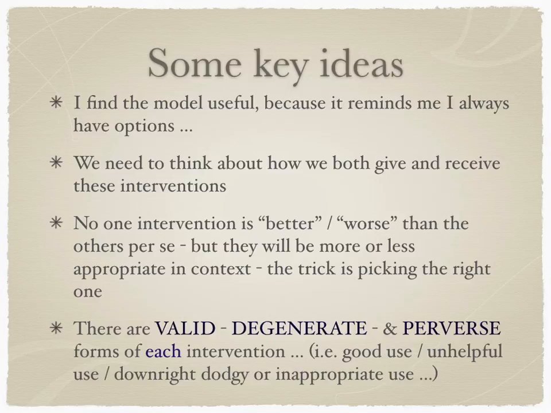John Heron talks about the idea that there are valid, degenerate, and perverse forms of each intervention. So valid is a good use, degenerate is when it's a bit unhelpful, and perverse is it's downright dodgy or inappropriate. It's not, for example, supportive of a friend who's drinking too much to say, oh yes, love it, oh it's fine, I'm sure it doesn't matter, you carry on, a drink's never going to harm you. That would be a perverse use of a supportive intervention.